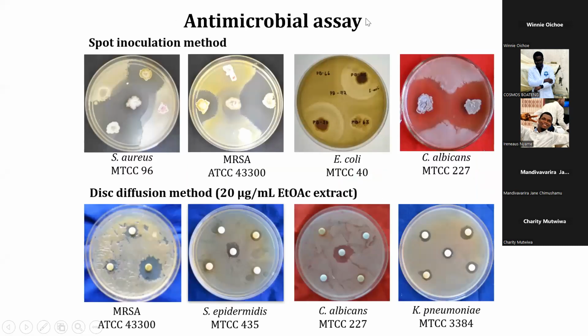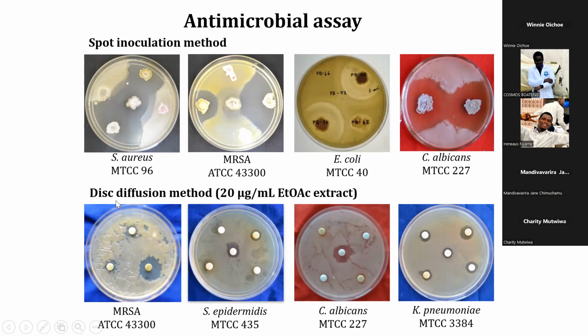And then I checked antimicrobial activity against, suppose this is Staphylococcus aureus, this is MRSA, E. coli, and Candida albicans. This is by the spot inoculation method. All these colonies that you see are different actinomycetes, and they are showing a big zone of inhibition, meaning there is no growth of Staphylococcus aureus. This is Staphylococcus aureus, but there is no growth of Staphylococcus aureus here. Why? Because this colony is producing antibiotic or antimicrobial substances that are inhibiting the growth of Staphylococcus aureus. So this is how I have done the spot inoculation method.